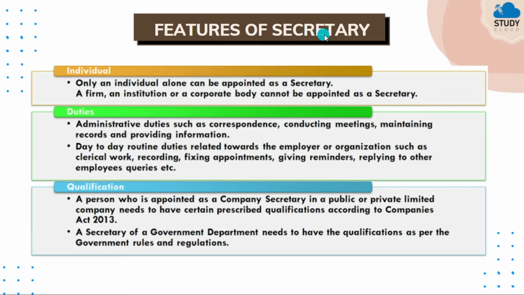Features of secretary. The first is individual. Only an individual alone can be appointed as a secretary. A firm, institution or a corporate body cannot be appointed as a secretary. So here there should be an individual person, not any group of people or any institution. A single individual person can become a secretary.